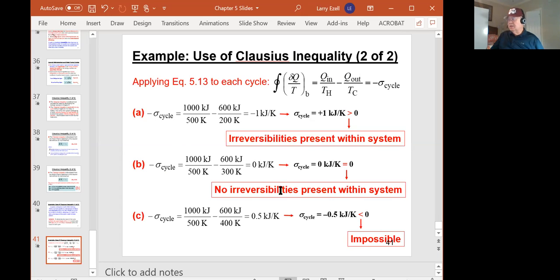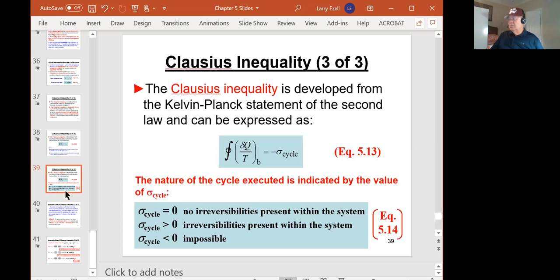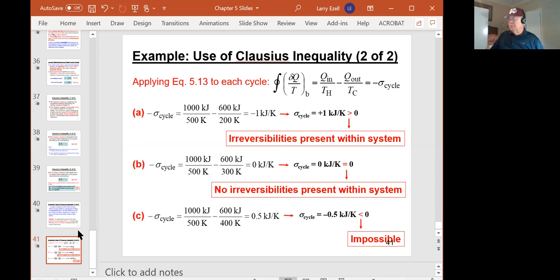Let me try this again. So that's going to be 1,000 over 500 is 2, minus 600 over 200 is 3. So that's minus 1 kilojoule per K. And remember, that's equal to minus alpha. It's crazy, isn't it? So alpha itself is minus 1 times that. So alpha is 1 kilojoule per K, and that's greater than 0.